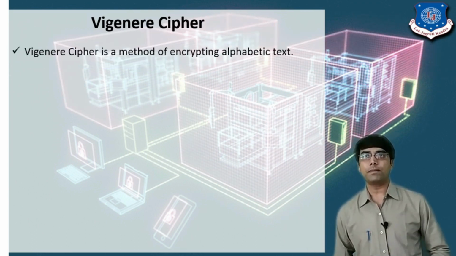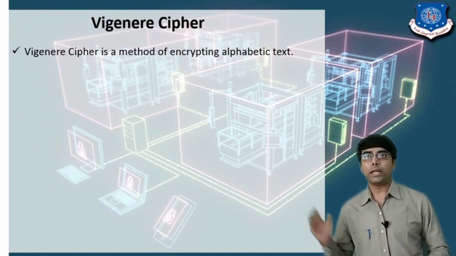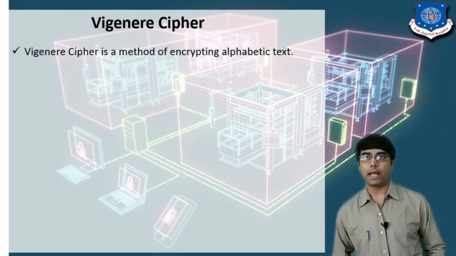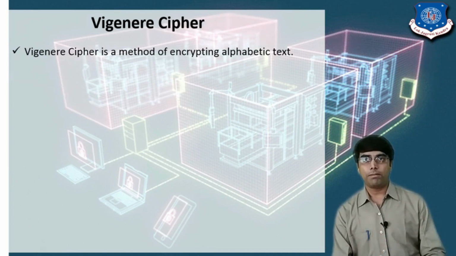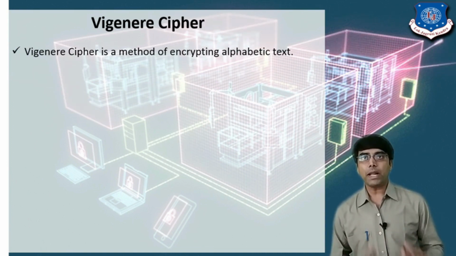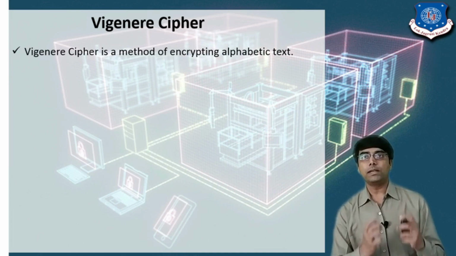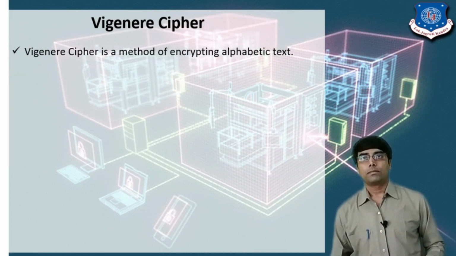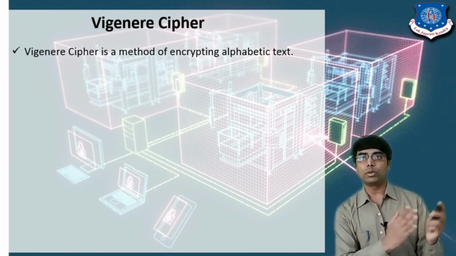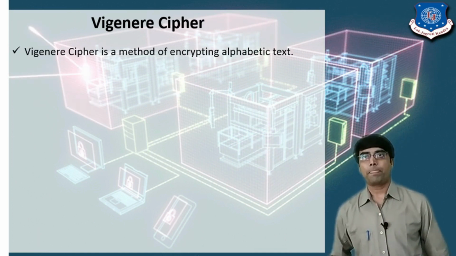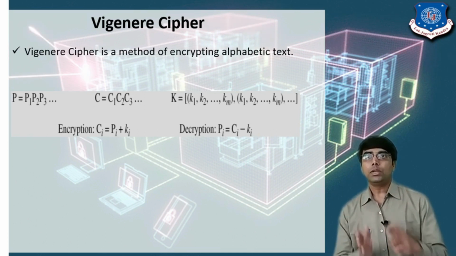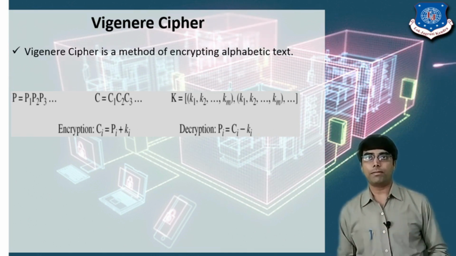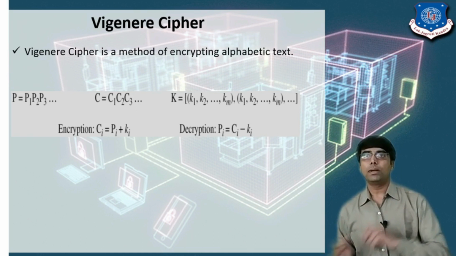The Vigenère cipher is one method for encrypting alphabetic text. It means that it is one method to encrypt the alphabet. After applying the encryption, it generates a cipher text, and the cipher text will be sent to the receiver. Now there is one formula, one mathematical notation, to convert your plain text into the cipher text and the cipher text into the plain text.